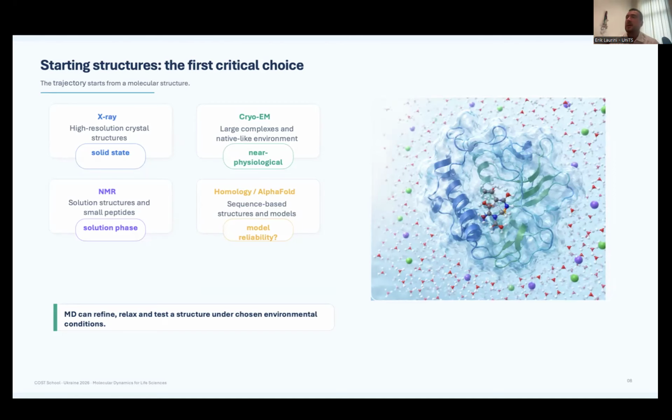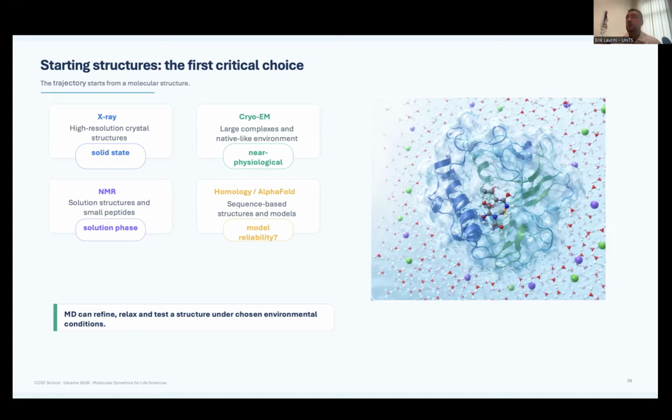But in the case of a biological system, if you want to simulate a complex in which a protein, a membrane, or a nucleic acid is present, or something like that, this is not an option. We have to find a starting structure in a different way. We cannot build from scratch the structure of a very complex situation like a protein system.